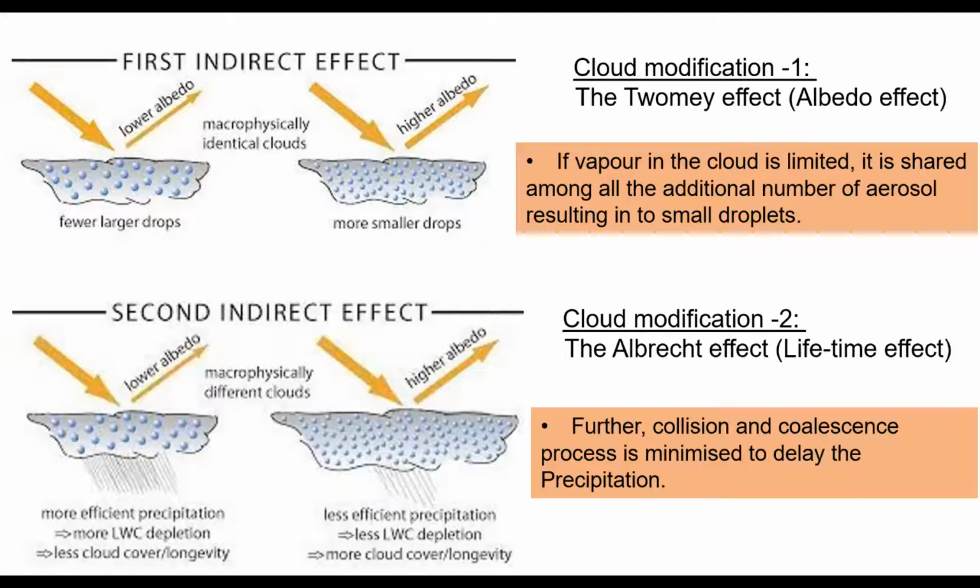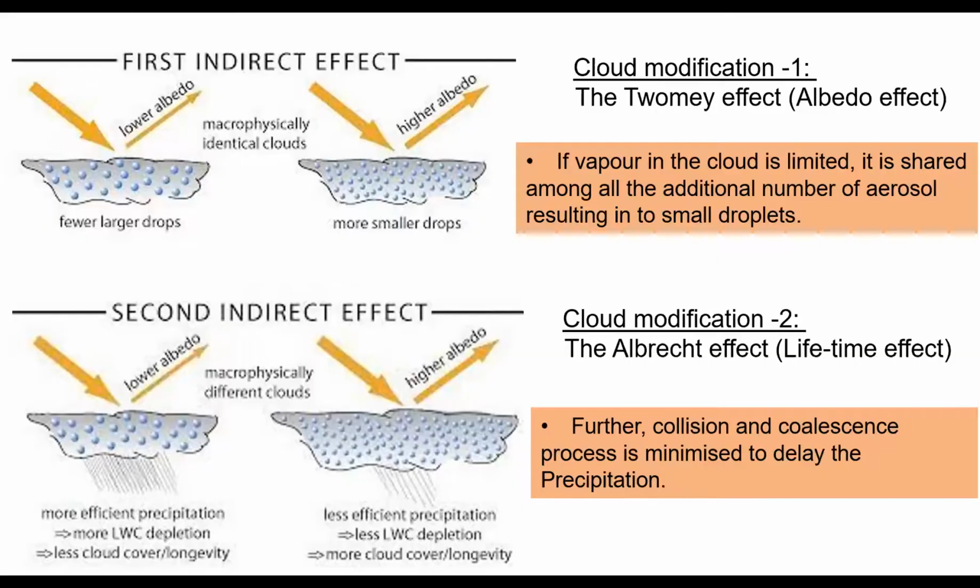Once more particles are there in a cloud, the cloud acts as a bigger surface area for reflection, and the same cloud will now reflect more radiation back to space as compared to the clean cloud. That is why this is also called the cloud albedo effect.